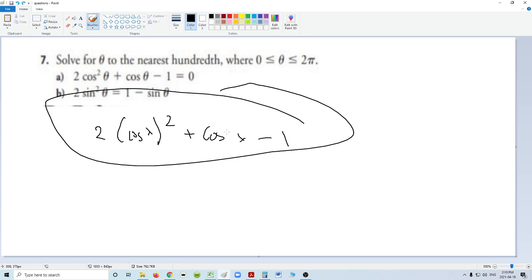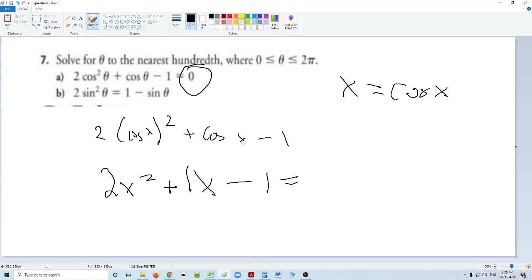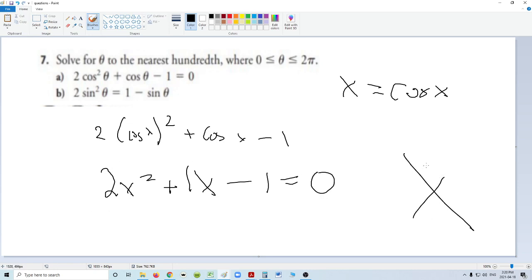If instead of writing it like this, let's for 10 seconds make x equal to cos x and replace everywhere I see cos x with x. So I get 2x squared plus 1x minus 1 equals 0. So now that's an easy factoring. I have to find numbers that multiply out to minus 2 and add up to plus 1. Well, that's plus 2 and minus 1. That's the only thing that multiplies out to minus 2 and adds up to plus 1.